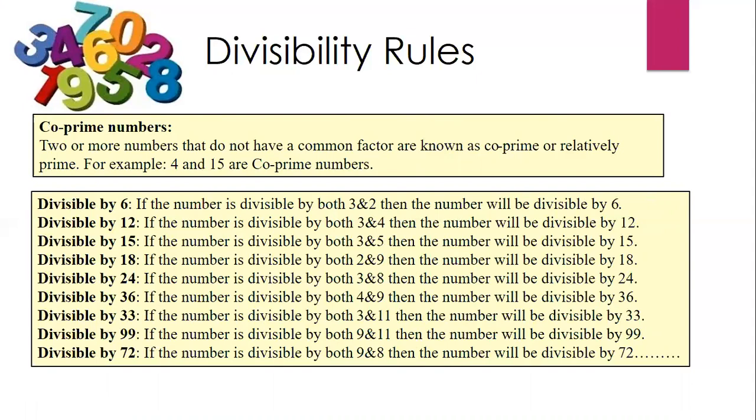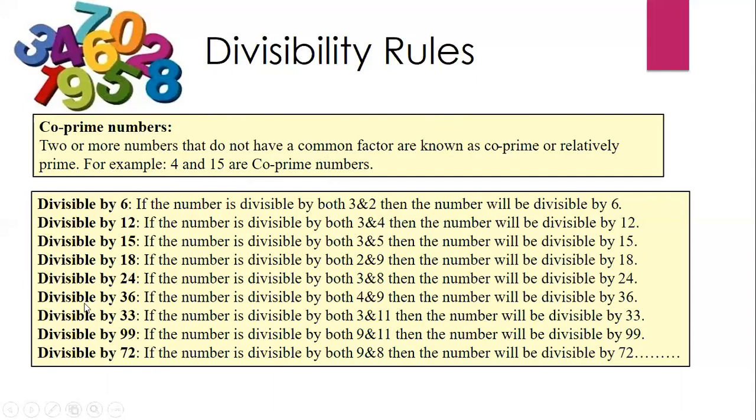For example, the divisibility rule for 6: we can take the number which is divisible by 2 as well as 3, then the number will be definitely divisible by 6. Where 2 and 3 are co-primes, I can take that. 4 and 15 are co-primes. Co-primes are nothing but two numbers that do not share any common factor except 1. Then we can say they are co-primes.